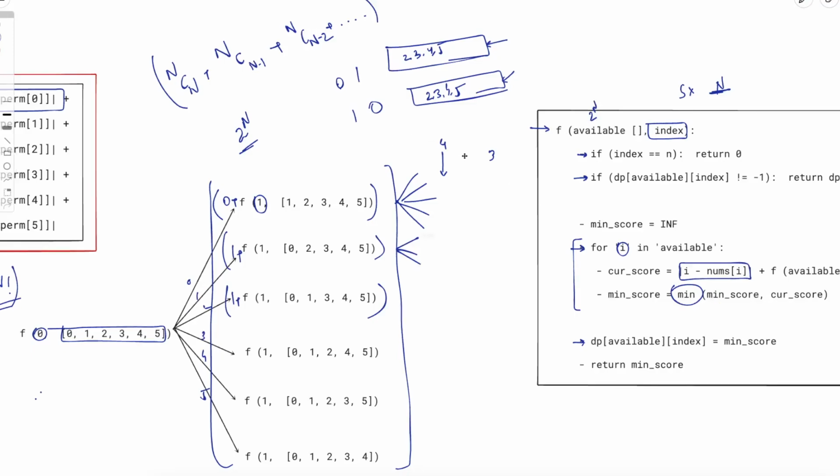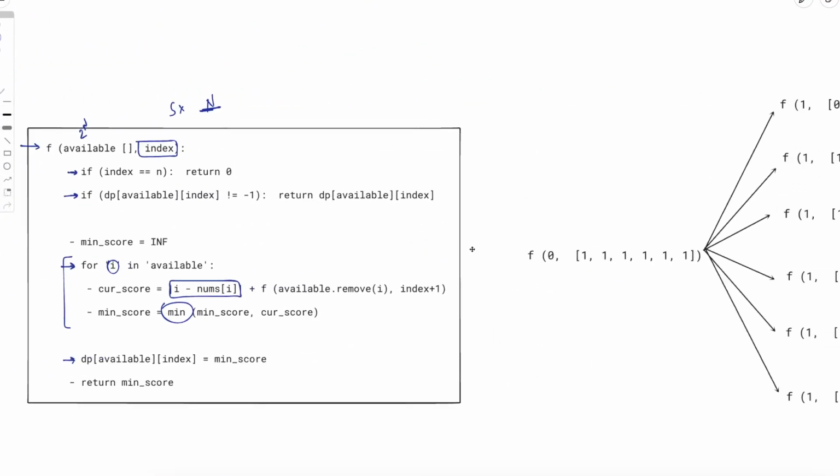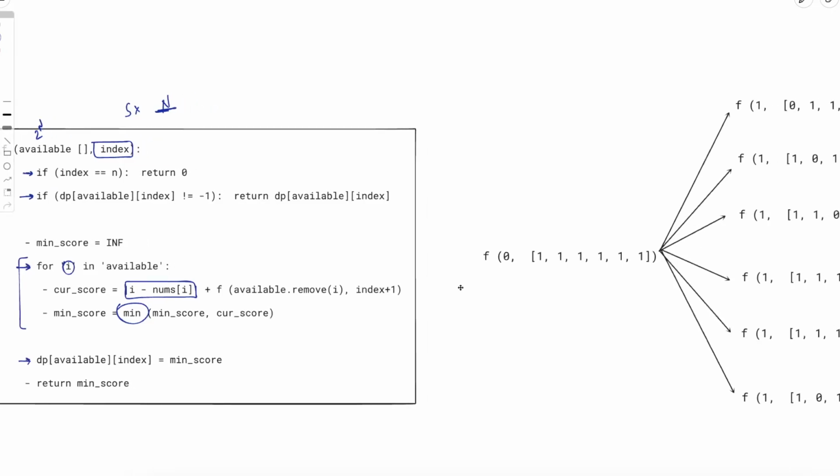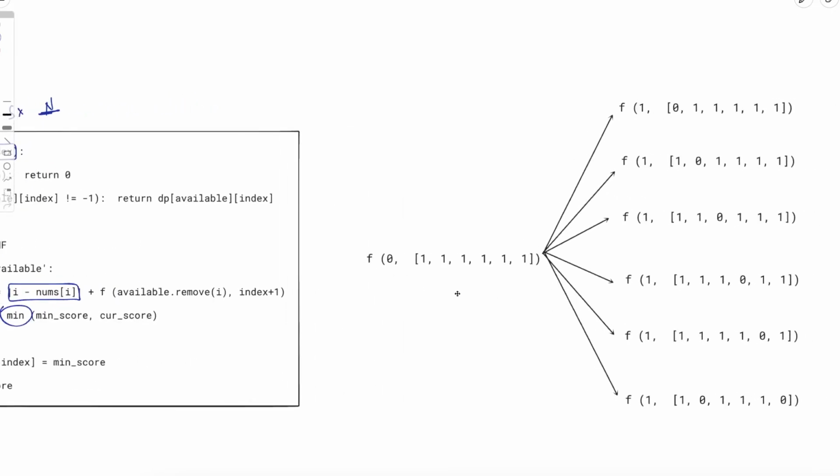So if this was a bit hard, let's try to look at it from a different angle. Instead of saying what all is available, you can instead say whether an index is available or not, right? You have 6 different integers, 0 1 2 3 4 5. You can represent a boolean for each of these variables, right? And you can say if it is 1, it means it is available. If it is 0, it is not available.